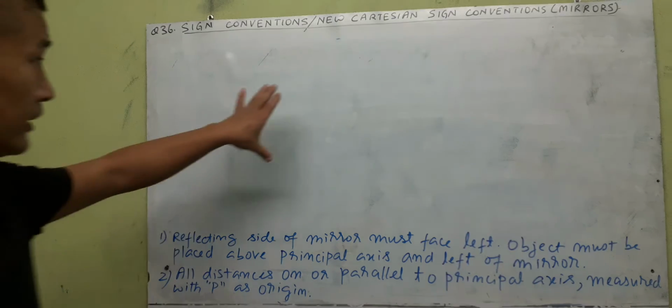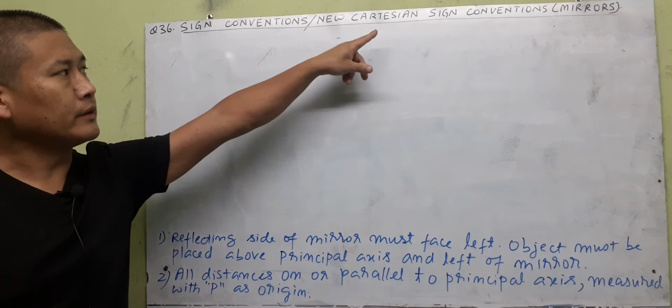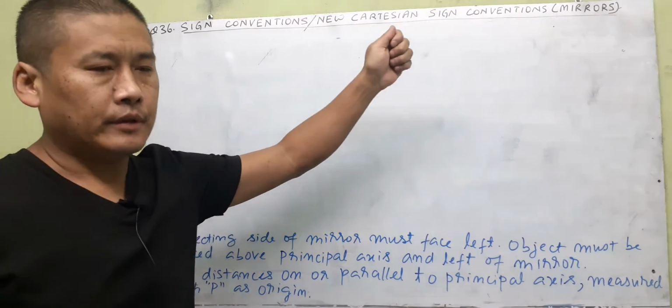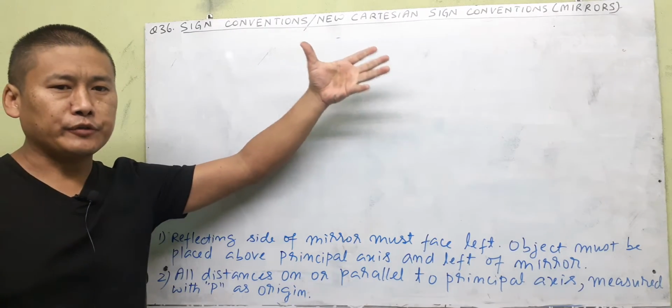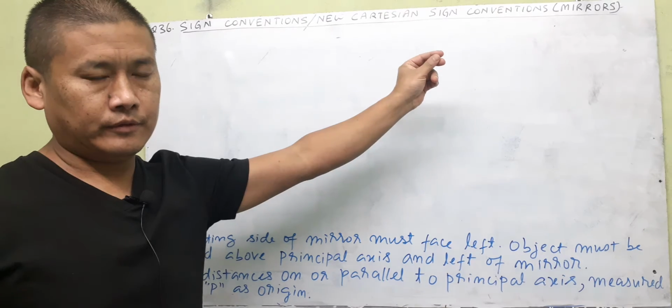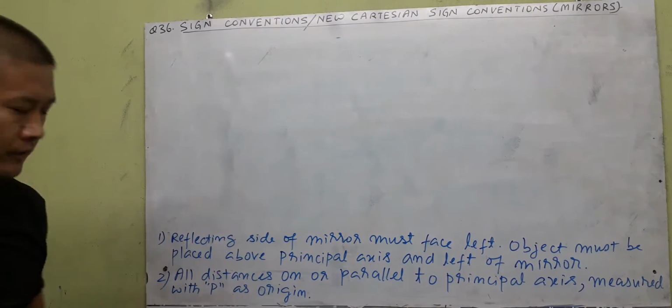So in this class we will see the sign conventions, or the new Cartesian sign conventions for mirrors. This is absolutely important if we're going to do the numericals in this chapter, light, with ease and without difficulty. So let us do that.